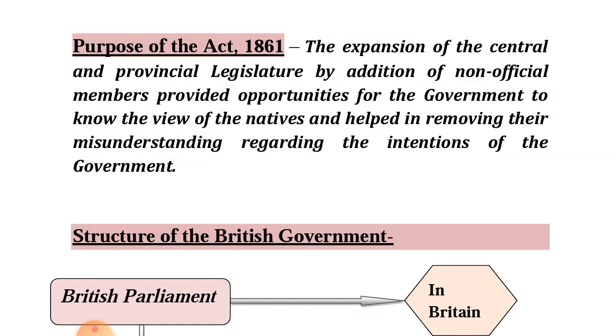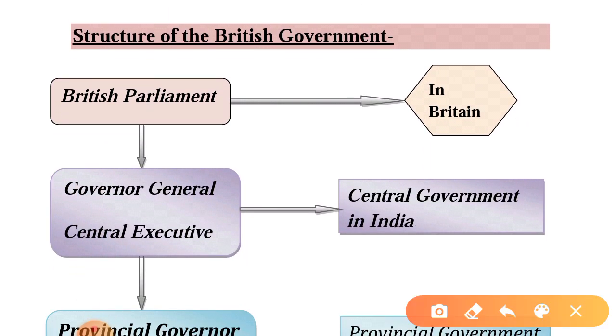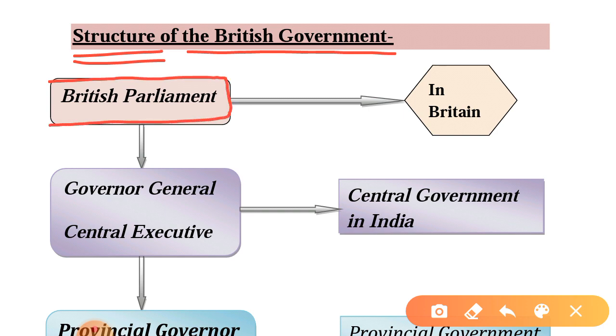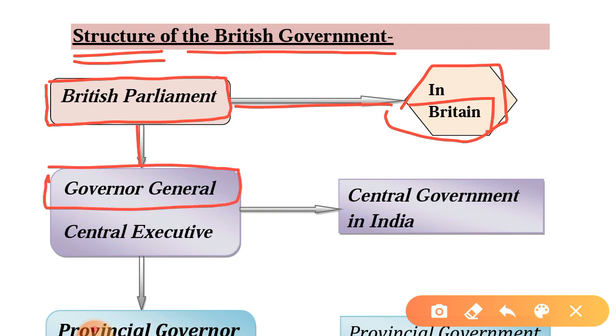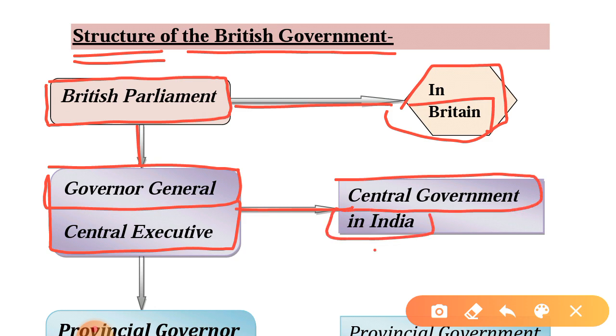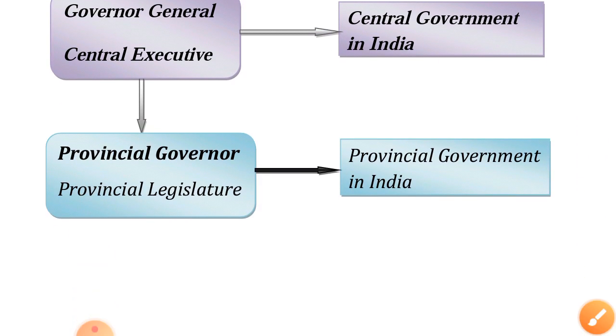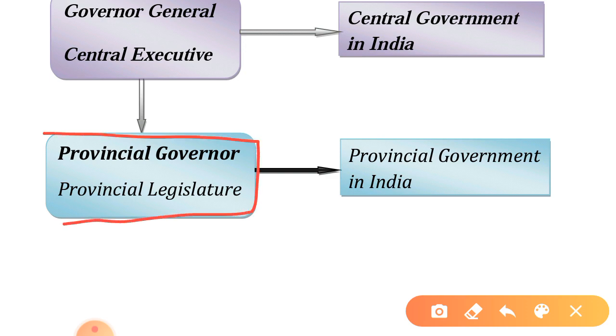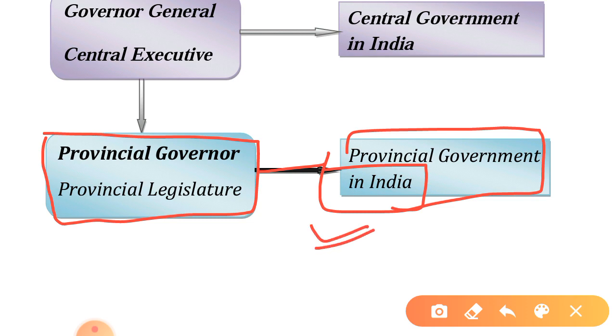So first of all, you should know about the structure of the British government in India. Structure. First, British Parliament, which is situated in Britain. Governor General and Central Executive is a part of central government situated in India. Provincial Governor and Provincial Legislature is a part of provincial government situated in Indian provinces.